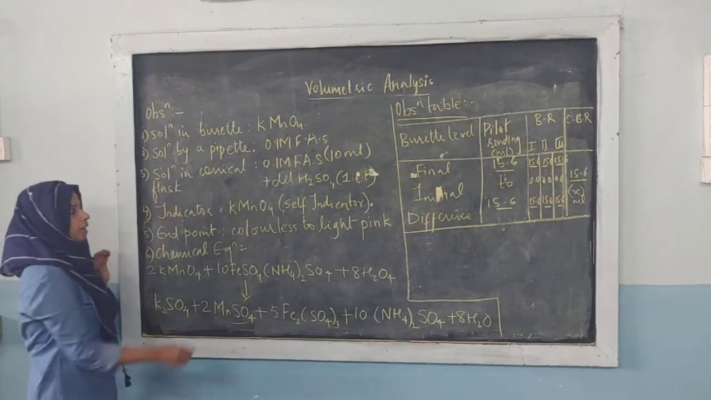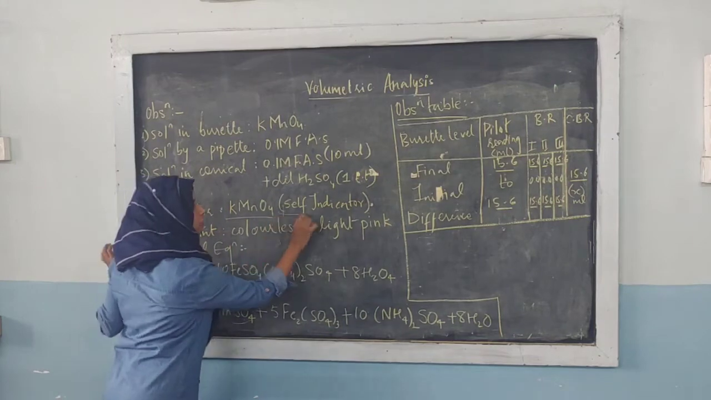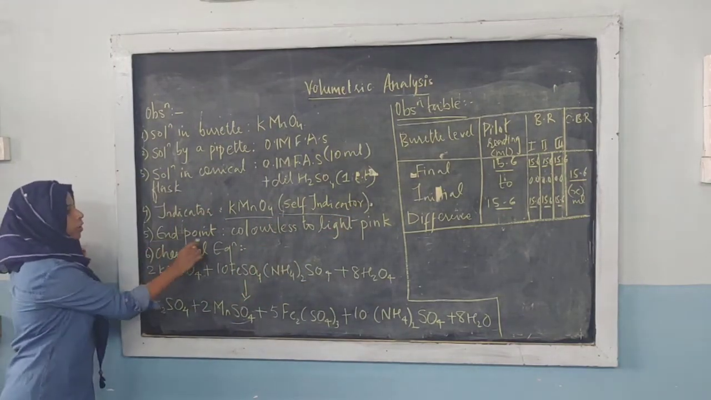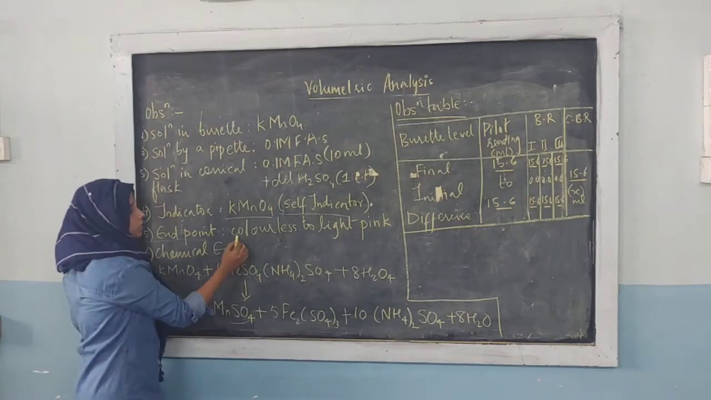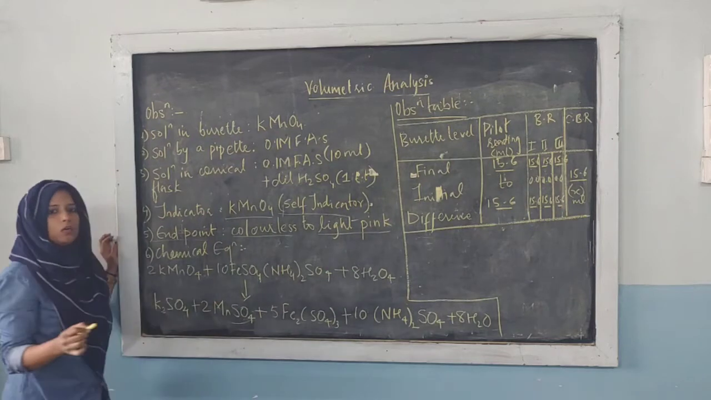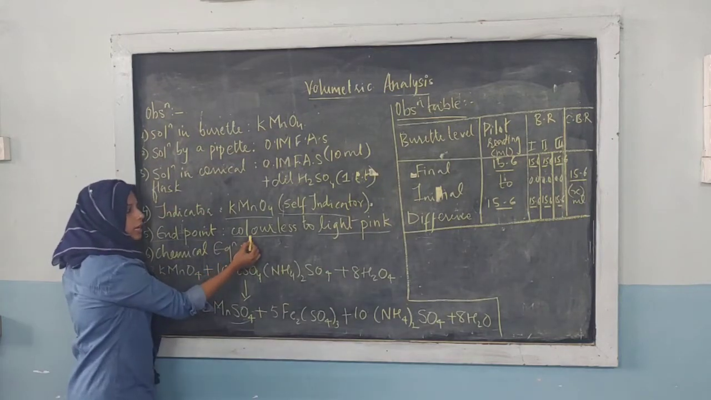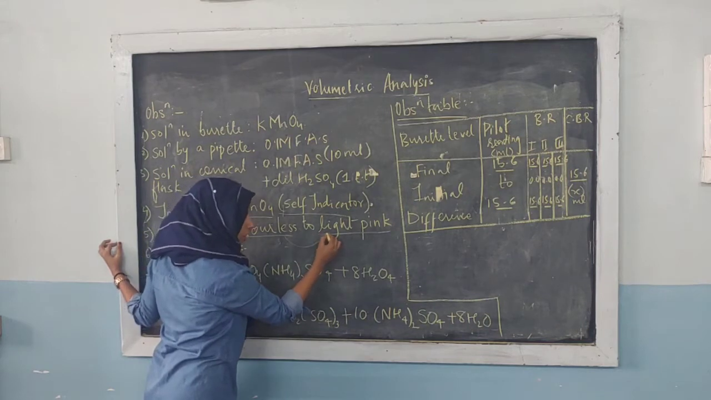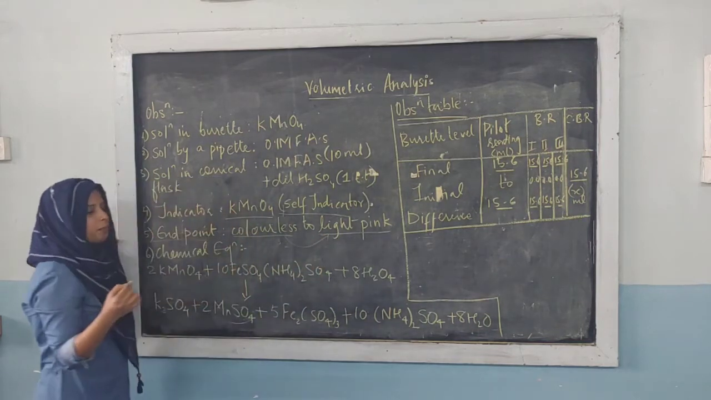As indicator we have used only KMnO4 as it is a self indicator, so we are not going to use any other indicator. So the end point of this is from colorless to light pink. When we added sulfuric acid, the solution was colorless, and after dropwise addition of KMnO4 we have got this light pink color.